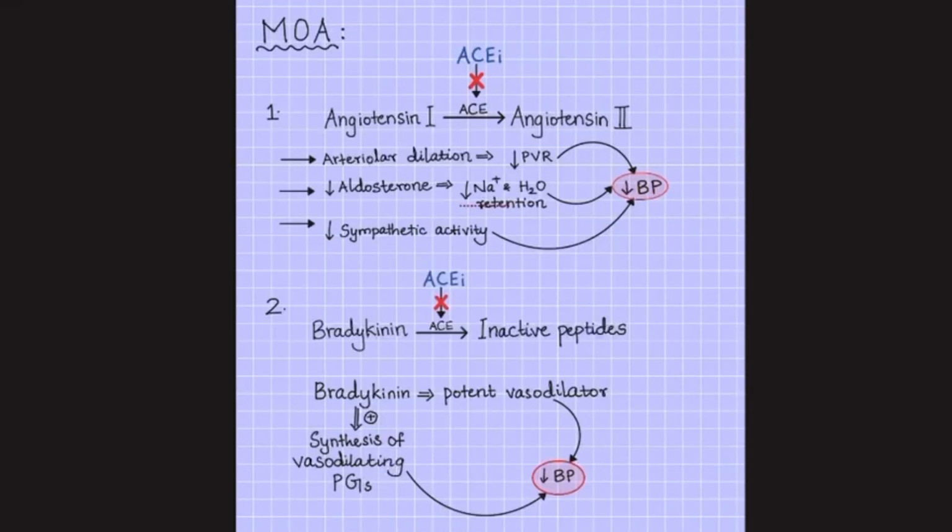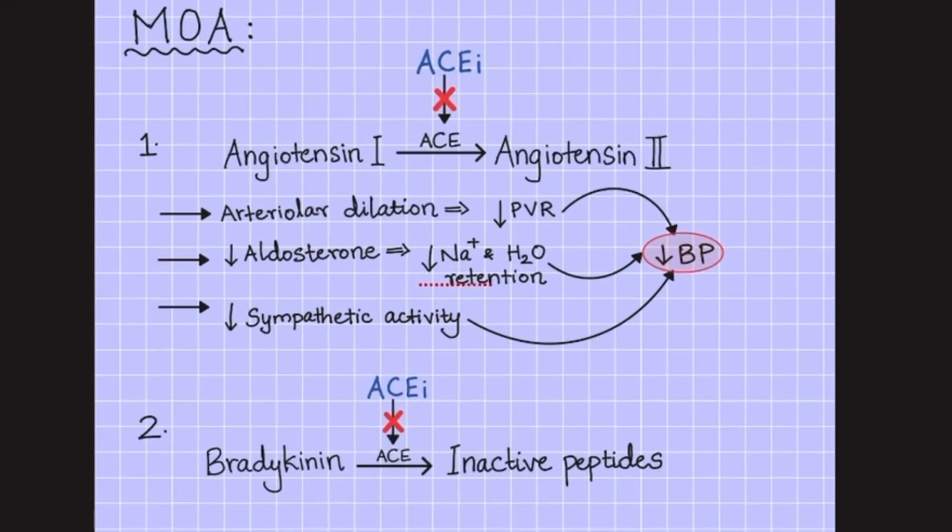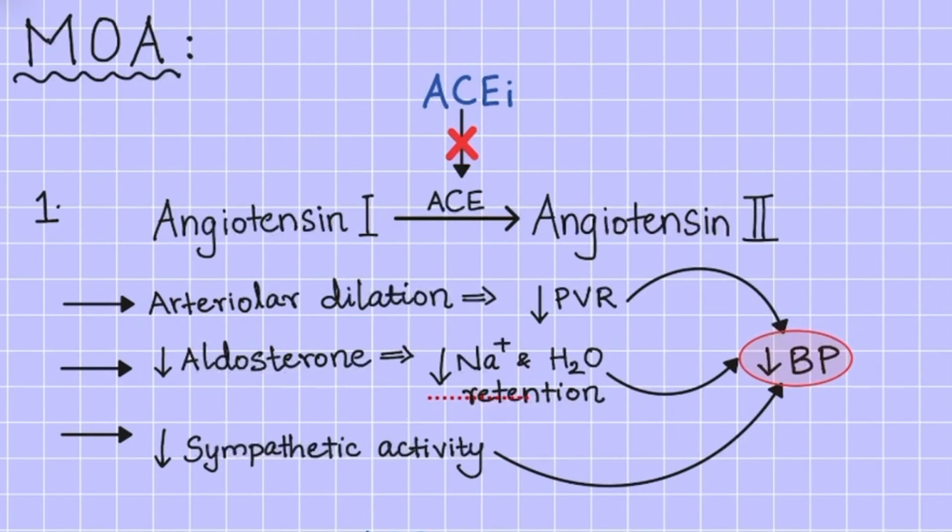Now let's take a look at the mechanism of action of ACE inhibitors. ACE inhibitors, as the name suggests, inhibit the enzyme ACE or angiotensin converting enzyme, which converts angiotensin 1 to angiotensin 2. Now angiotensin 2 is normally responsible for vasoconstriction. So when ACE inhibitors are taken, angiotensin 2 levels will fall and this will lead to arteriolar dilation. This will decrease the peripheral vascular resistance.